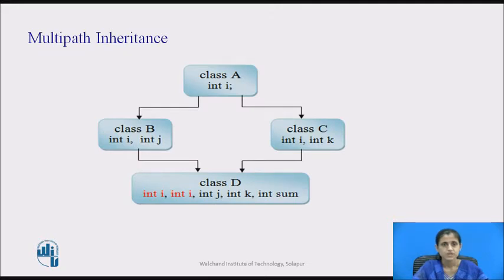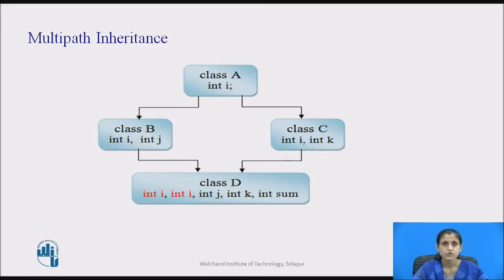A diagram of multipath inheritance is shown here. A class D has two direct base classes B and C, which themselves have a common base class A. Class D inherits the features of class A through two separate paths, through class B and class C. This type of inheritance may face problems. In this video, we will discuss the solutions as well.